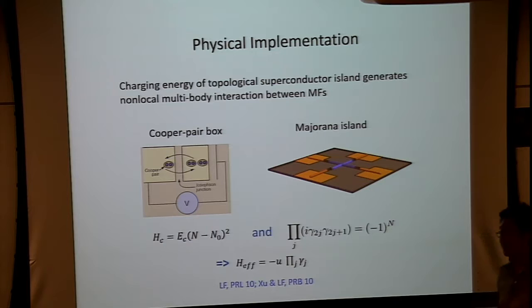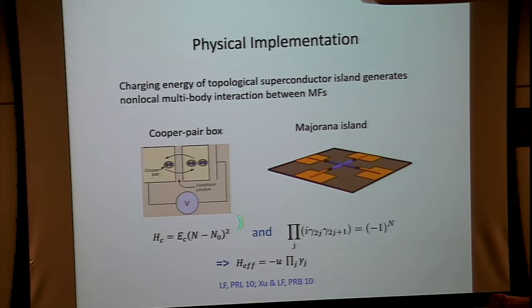So if the superconductor is of mesoscopic size, the total energy of the superconducting island will depend on the total number of electrons on it. When you add an extra electron to the superconductor, it costs an additional energy. This is called the single electron charging energy. When the system is sufficiently small, charging energy becomes important.